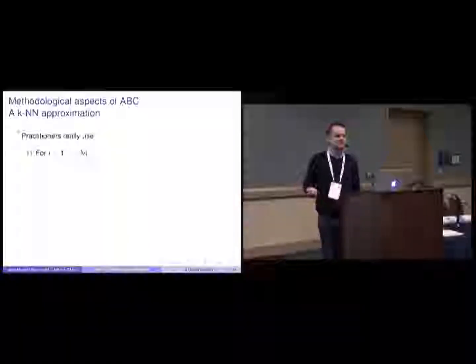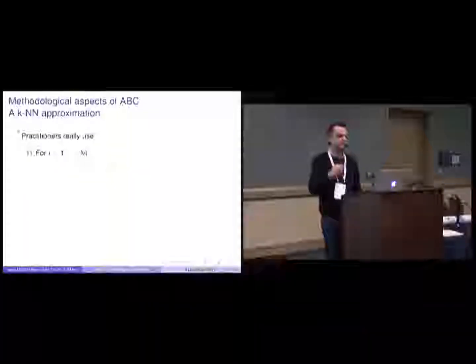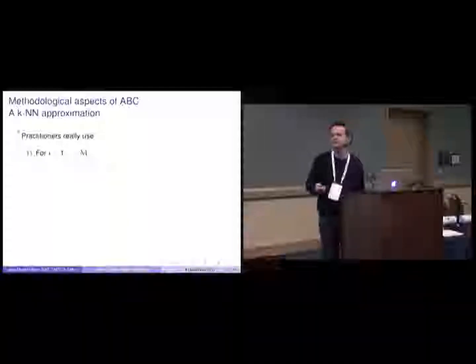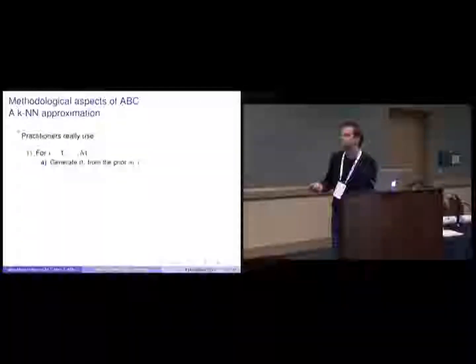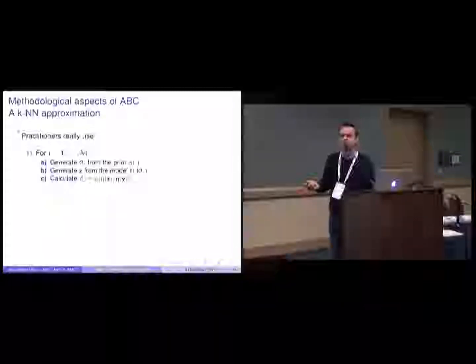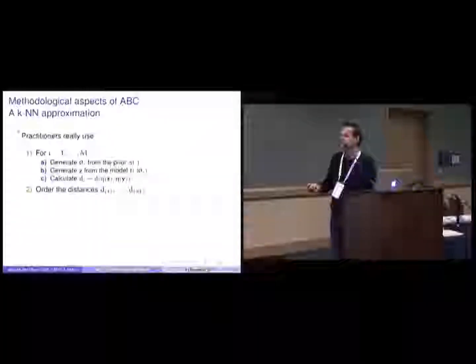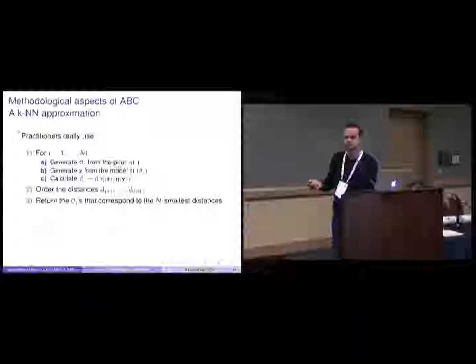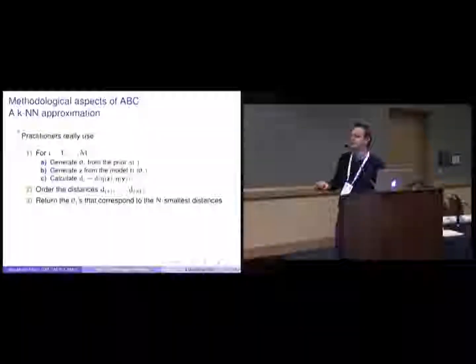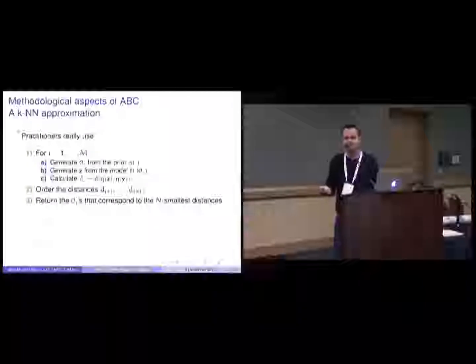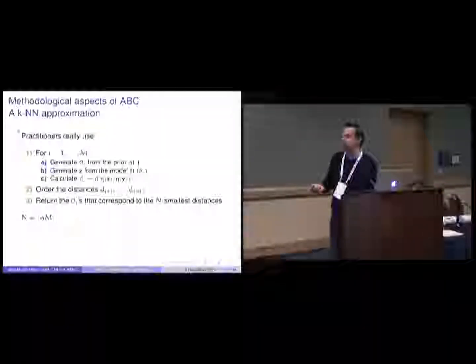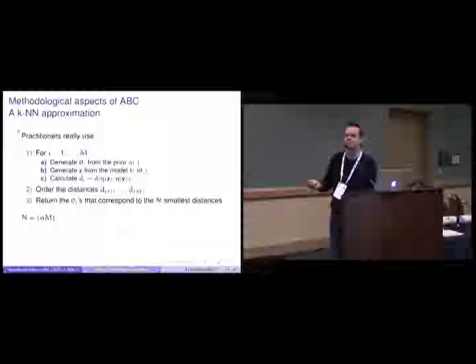Okay, in fact, practitioners do not fix any epsilon before running the simulation, and do this instead. They create what they call a reference table. They simulate the value of theta using the prior, they simulate a pseudo observation using the model, and they calculate the distance. Then they order the distances here, and they return the values of theta that correspond to the n smallest distances. Okay, so capital N corresponds to a proportion of capital M simulations from the reference table.